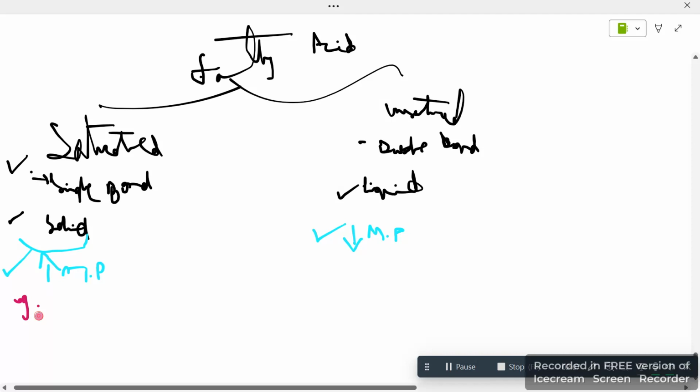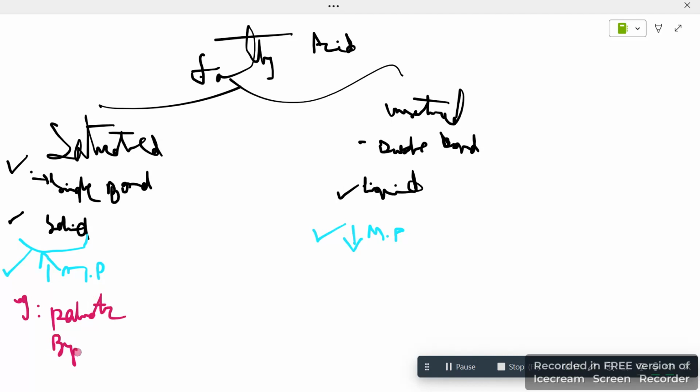So in saturated you will see palmitic acid, butyric acid. Palmitic acid is 16 carbon. This is a very important MCQ. And butyric acid is 4 carbon. This is an MCQ, by the way, from a past paper.